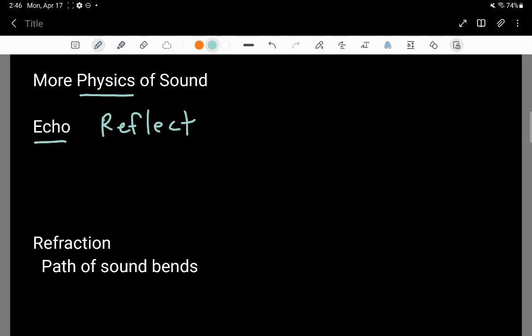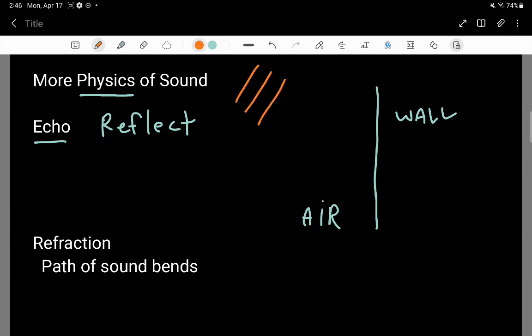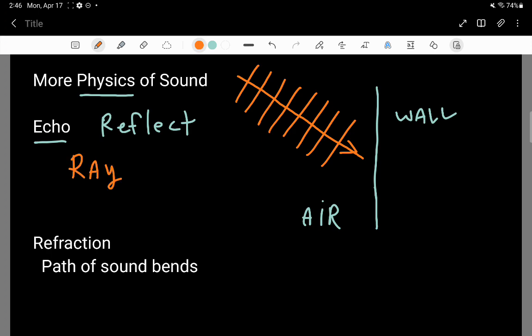And a drawing that sort of describes this, let me show you this. So let's say that this is a wall, and over on this side is some air. Here come some sound waves that come from some sort of oscillator, and their direction of travel is towards the wall like this. And so what I've drawn is what's called a ray, and each of these lines are individual high pressure peaks, and then the dark spaces in between are the rarefactions.